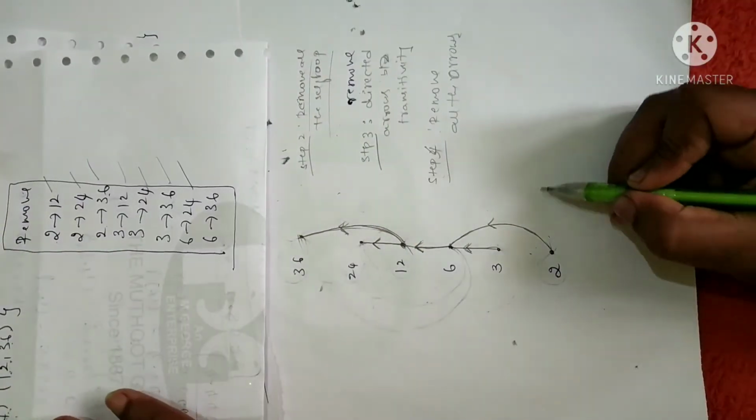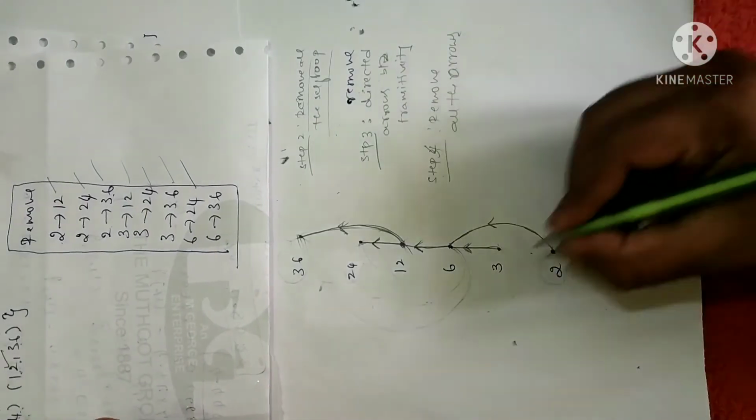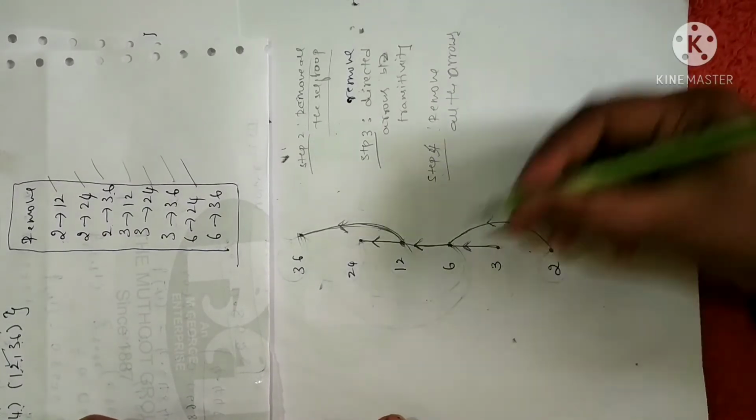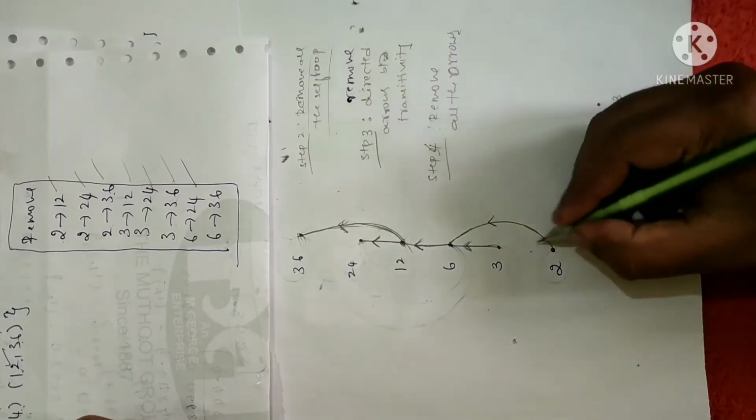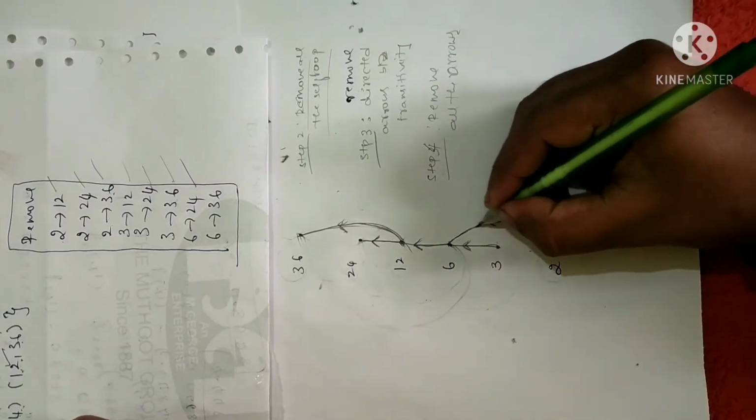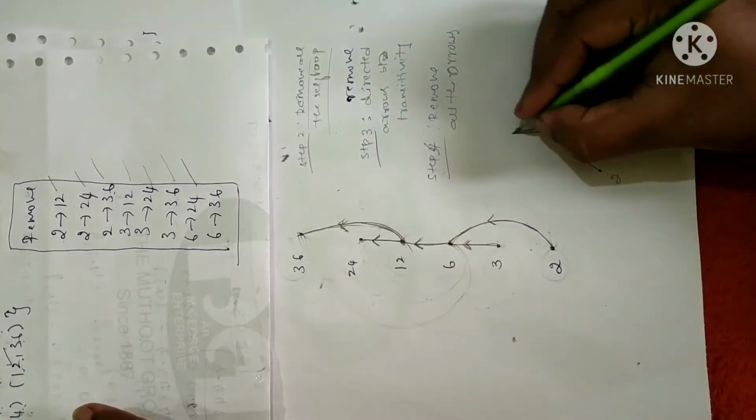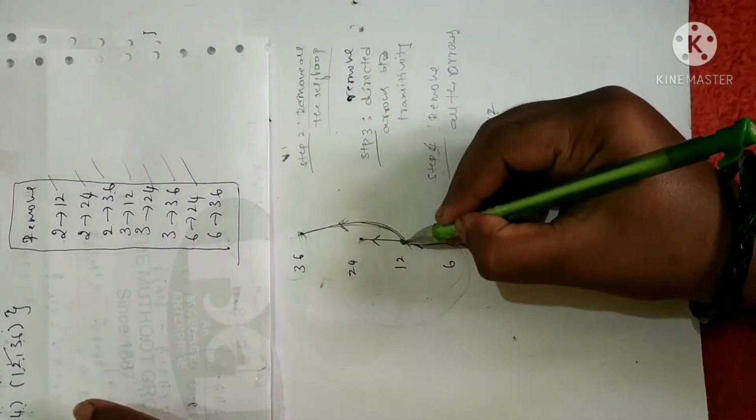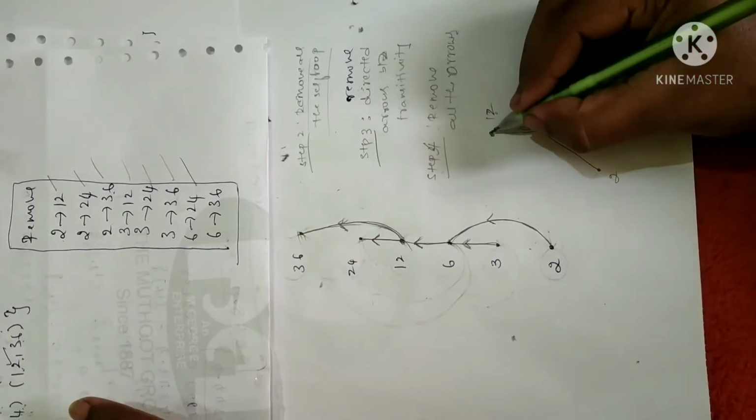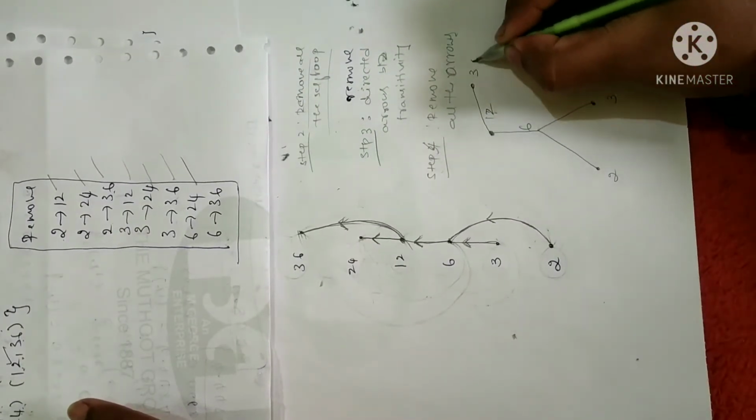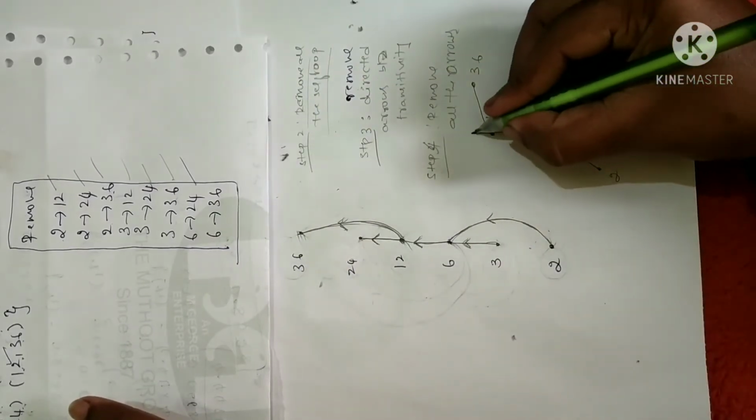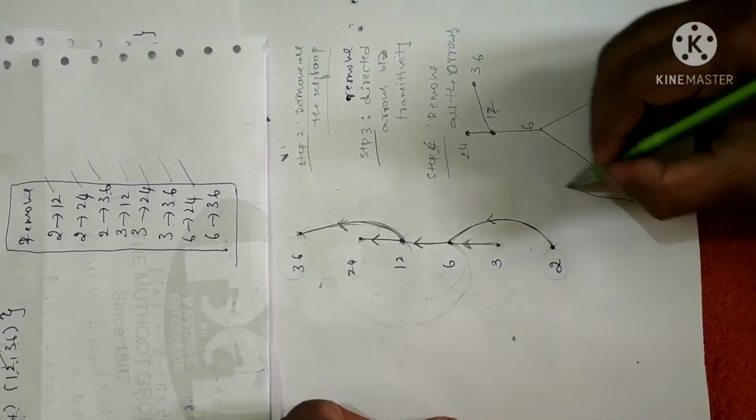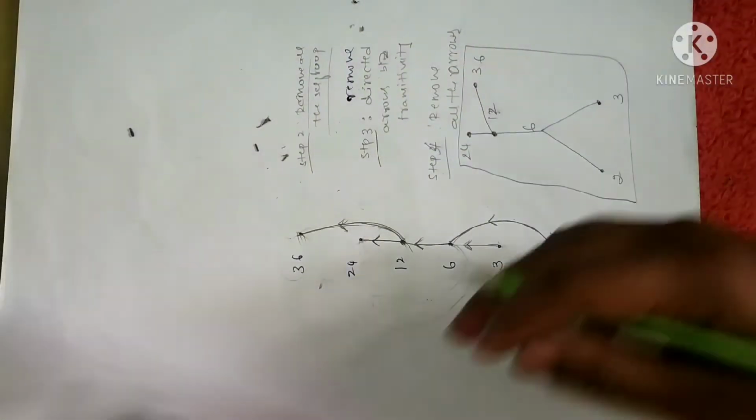Or else I can rewrite this exact diagram as, see here, 3 and 2 are not connected. So 2, 3 is not connected. Fine. 3 is connected to 6 and 2 is also connected to 6. So both are connected. 6 is connected to 12. Now 12 is connected to 36 and 12 is connected to 24. So this is the required Hasse diagram of this given particular relation.